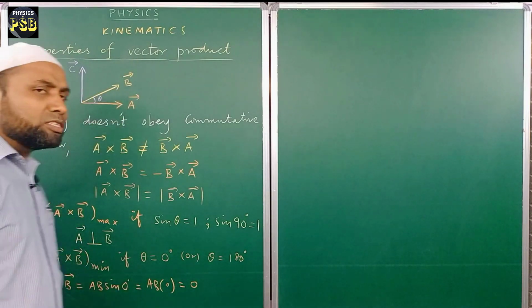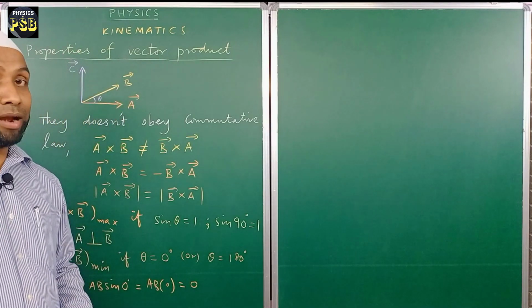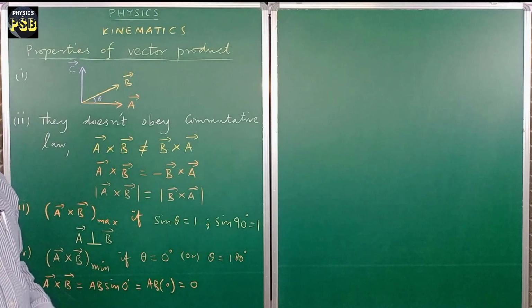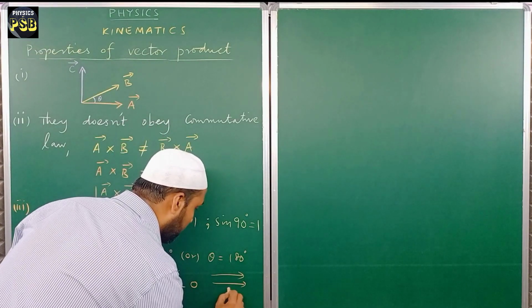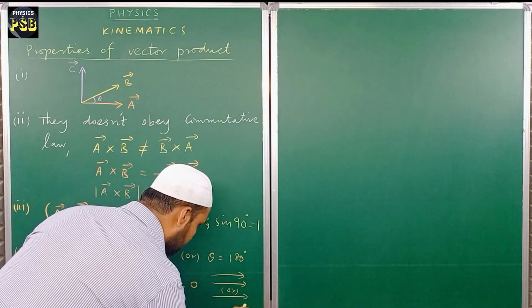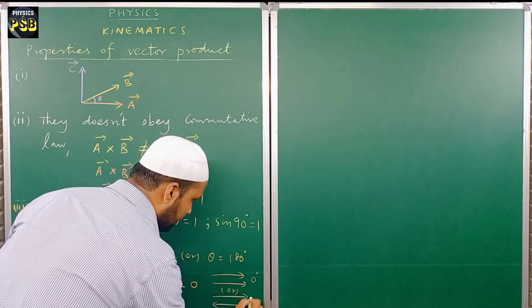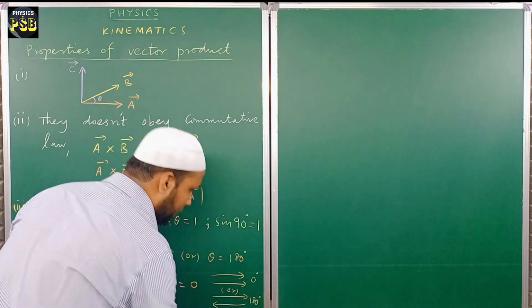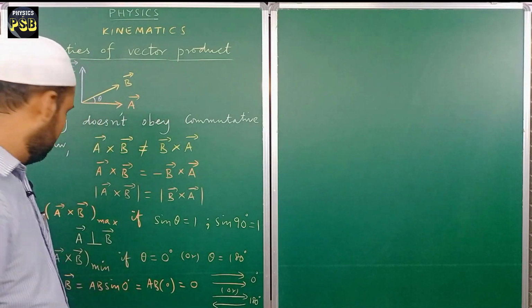So this clearly shows that if the vectors are parallel or anti-parallel, in both the cases the value obtained is 0. In both the cases, here the angle is 0 degrees and here the angle is 180 degrees. In both the cases, the value obtained is minimum, that is 0.